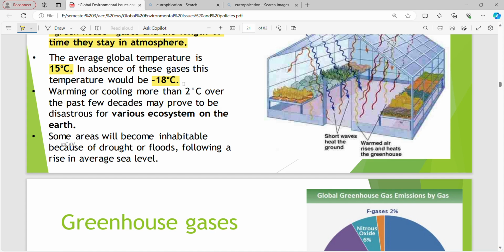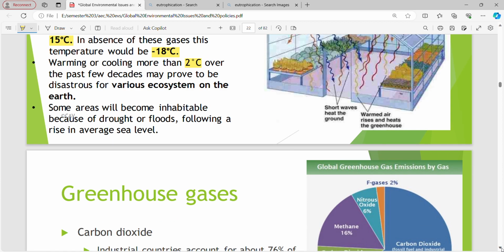So warming or cooling of more than 2 degrees Celsius over the past few decades may prove to be disastrous for various ecosystems on the earth. Some areas will become uninhabitable because of drought or floods following a rise in average sea level. How does greenhouse gas increase lead to rise in sea level? When greenhouse gases increase, temperature increases. When temperature increases, ice melts. That will lead to a rise in sea level.